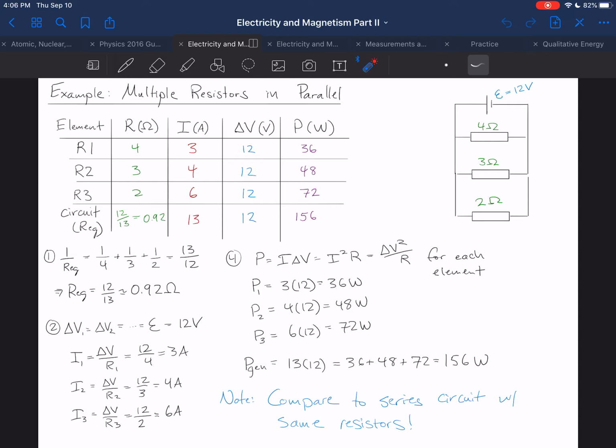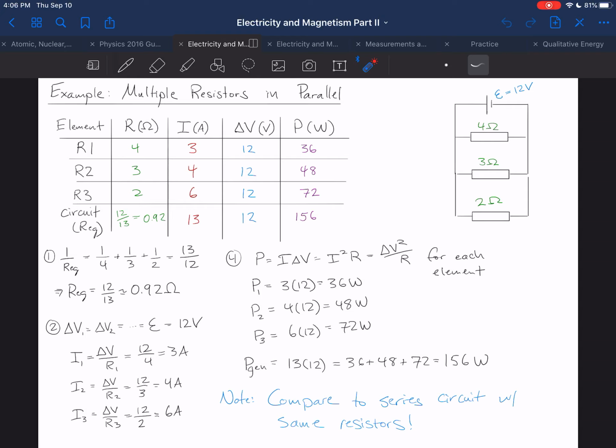Then, to calculate each individual power, we can do it a number of different ways. We can use any of these three equations, but I'm going to use the potential difference across each element and the current through each element to do it. And so I'm going to find that 3 times 12 is 36, 4 times 12 is 48, and 6 times 12 is 72. That gives me, if we sum them up, a total power of 156 watts. Notice that 156 watts here is also equal to 13 times 12. So the power generated in the battery is exactly equal to the total power dissipated in each resistor.